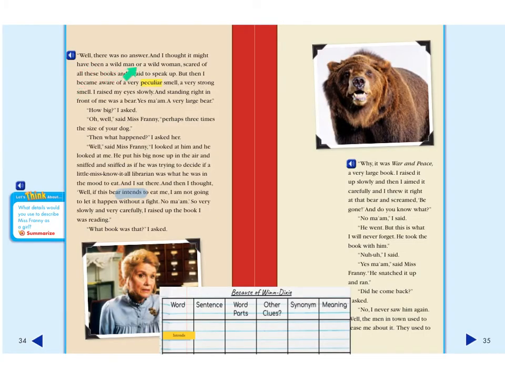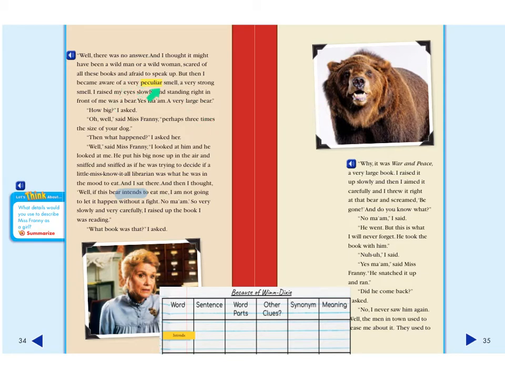Well, there was no answer, and I thought it might have been a wild man or a wild woman scared of all these books and afraid to speak up. But then I became aware of a very peculiar smell, a very strong smell. I raised my eyes slowly, and standing right in front of me was a bear. Yes, ma'am. A very large bear.